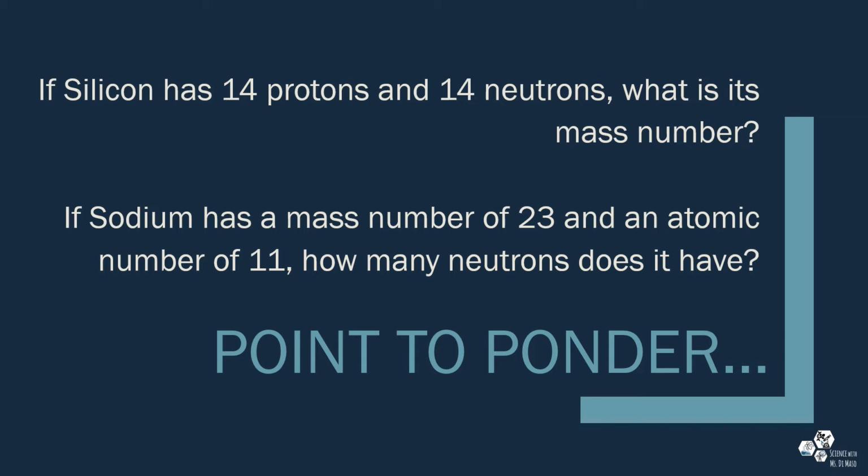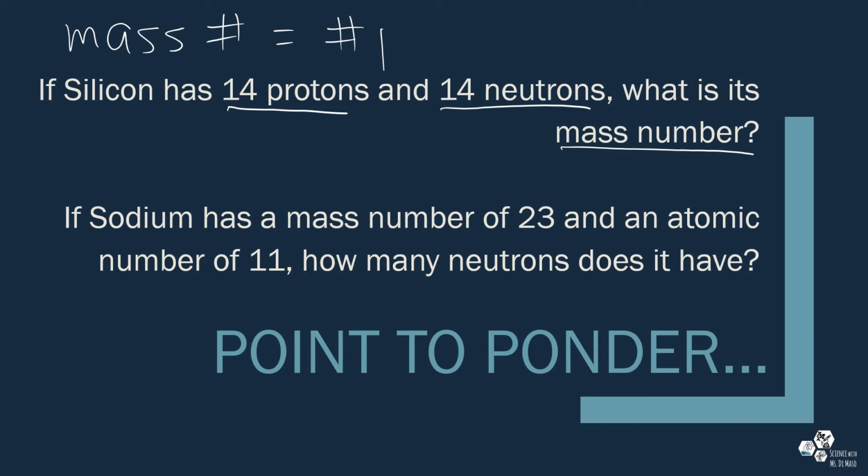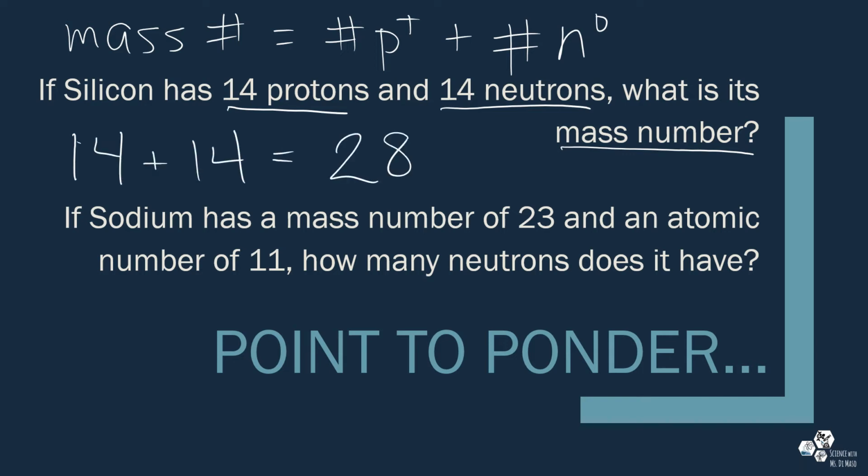Okay. So silicon has 14 protons and 14 neutrons. What is its mass number? So remember, the mass number is just the number of your protons plus the number of your neutrons. So in this case, we're going to have 14 plus 14, which will give us a mass number of 28.